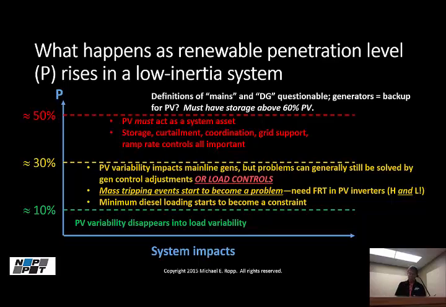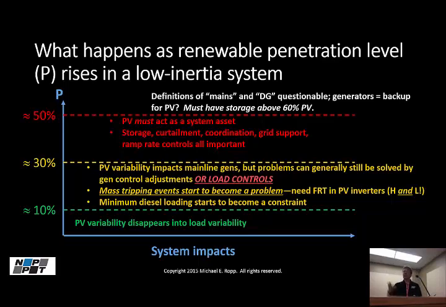Between 30 and 50%, now the PV has to act as a system asset. There's enough of it there that it's going to kick your grid all over the place if you're not properly using some of these grid support functions we talked about. And if your PV penetration is above 50%, you start questioning the definition of a distributed generator. You've got more PV than diesel in there now. So above about 60%, you almost have to have storage to run the system stably, because you don't have enough generation to recover the system if something happens and the PV drops out.